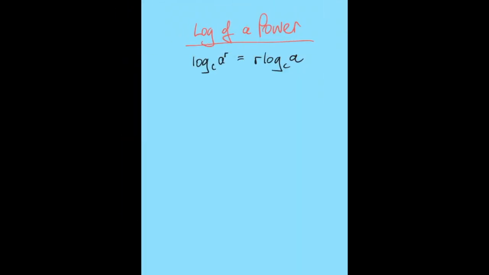The log of a power is shown like this in your formula book. Log base c of a to the r is equal to r times log base c of a. And that relates to the power rule, where you have a to the power of m all to the power of n is equal to a to the m times n. And that's how you relate the two.